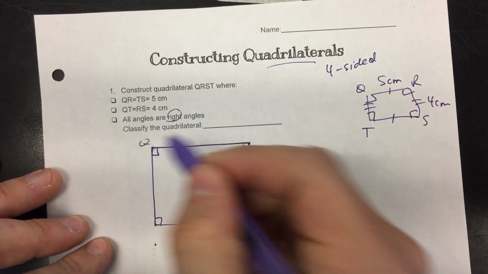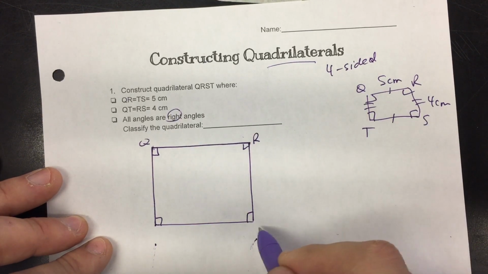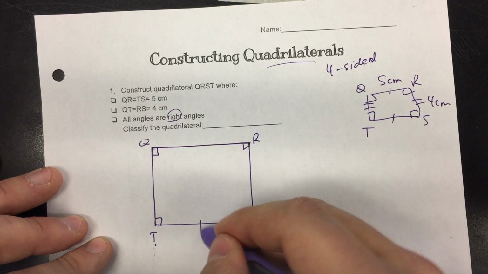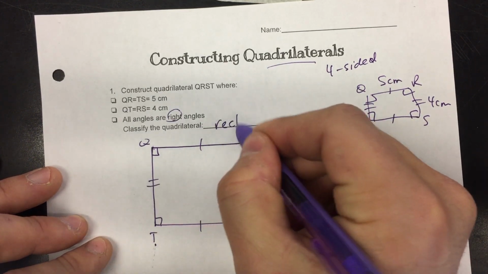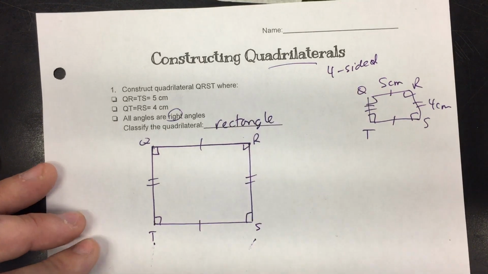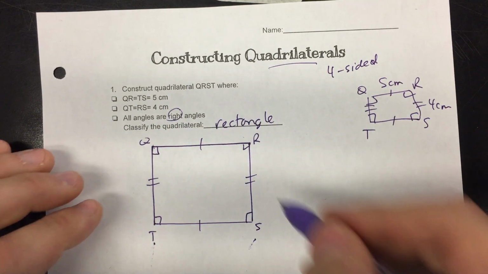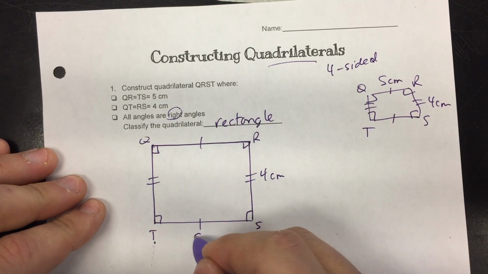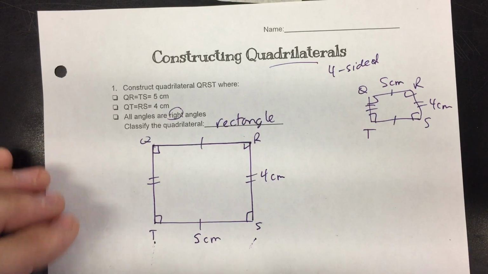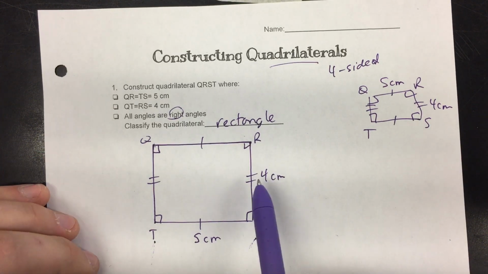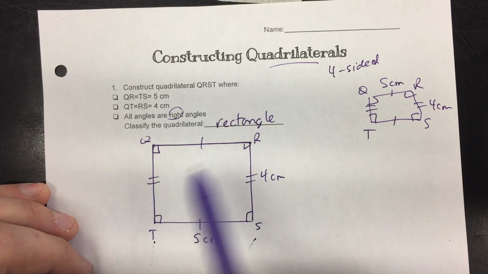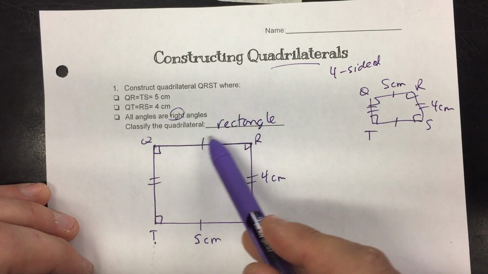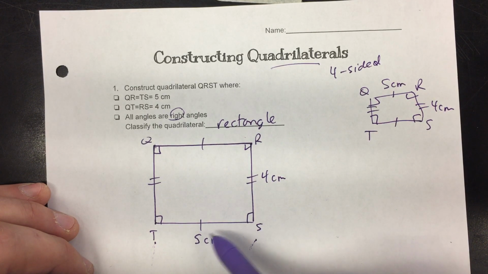I have to label all of my vertices and make sure I include all necessary geometric markers. And this is a rectangle, as I saw in my little sketch at the beginning. Might be also useful to write down the side lengths in your diagram. You don't have to write 4 centimeters over here because there's already a tick here that indicates that they're the same. And same way, you don't have to write 5 centimeters here because I already wrote it here, and the ticks show that they're the same.